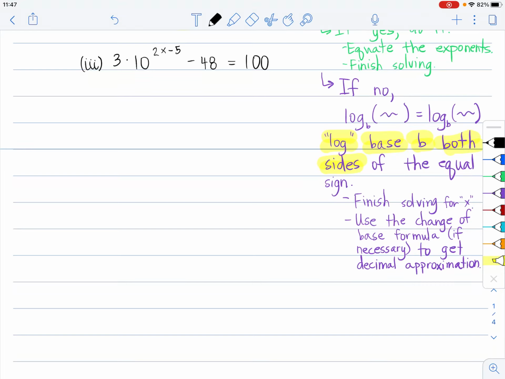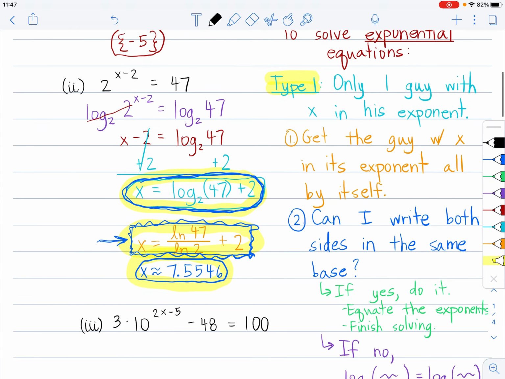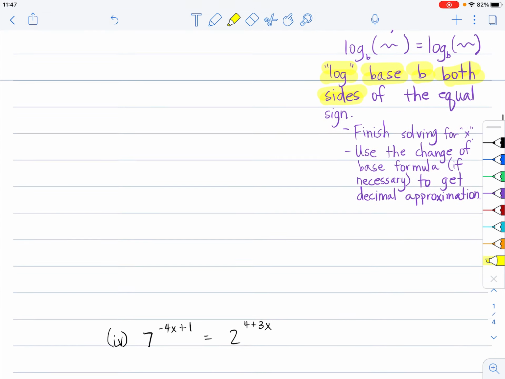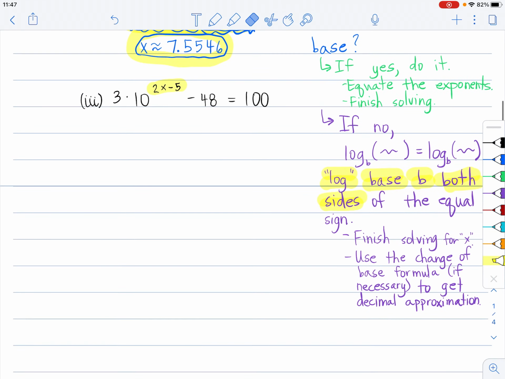Example number 3. 3 times 10 to the 2x minus 5, minus 48, equals 10. And why is this guy an exponential equation? He has an x trapped up in his exponent. It is type 1 because it's only one guy with x in his exponent. Next, we're going to do a type 2 where there are two guys with x in their exponent, and our directions for those guys will be different.